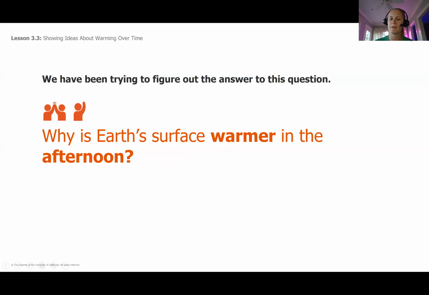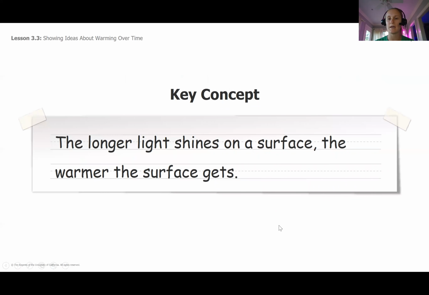Okay, we've been trying to figure out this question, why is Earth's surface warmer in the afternoon? Okay, and you probably will notice that when you go outside and you feel the temperature in the morning, afternoon, and night, you'll realize that it's a little bit warmer during the afternoon. Okay, and make sure you go on a good sunny day so that we know that the sun's been warming the Earth's surface. Here's our key concept. This is what you should learn. The longer light shines on a surface, the warmer the surface gets.